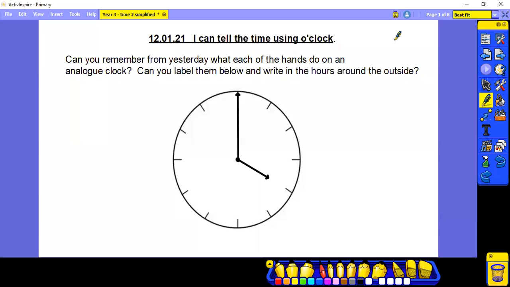Good morning and welcome to Year 3 Maths. Write the small date and underline it, and can you write the learning objective? I can tell the time using o'clock, and underline it.